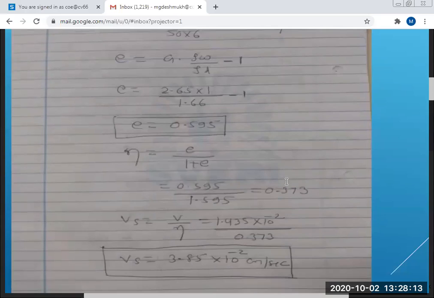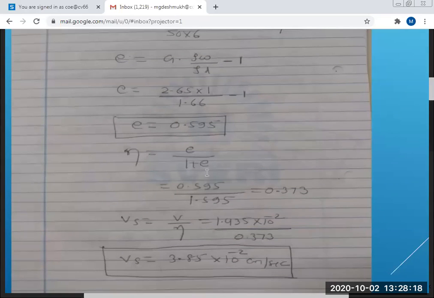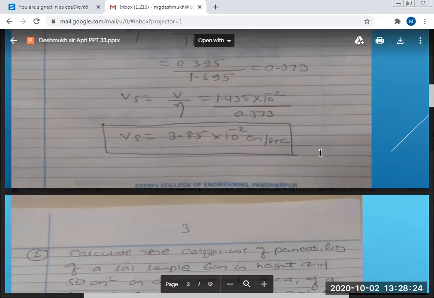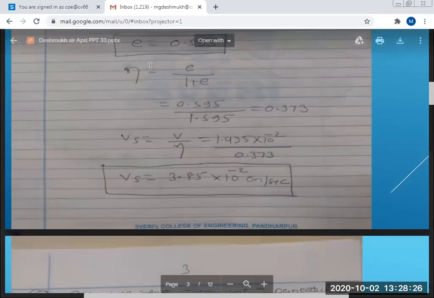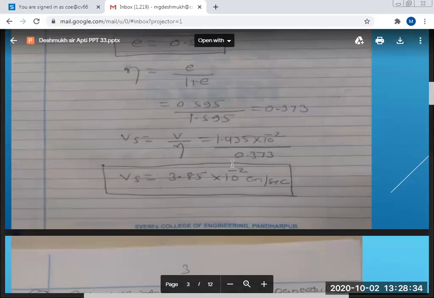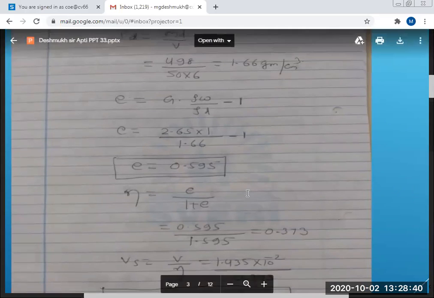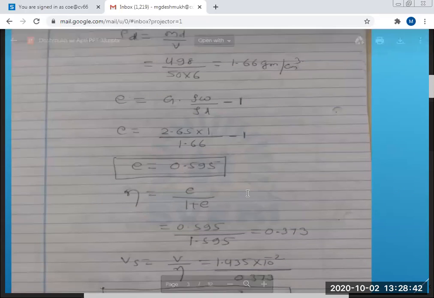And once you get e, n is equal to e divided by 1 plus e. This is 0.595 divided by 1 plus 0.595. Divide करो, 0.373. 0.373 is n, and Vs is equal to V by n. V is 1.435, जो भी velocity है, n आप अभी calculate करें तो seepage velocity is 3.85 into 10 to the power minus 2 centimeter per second.